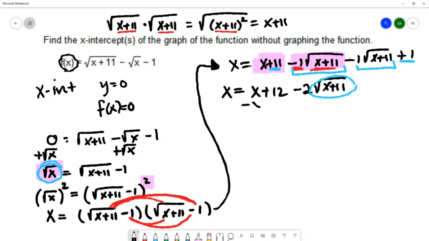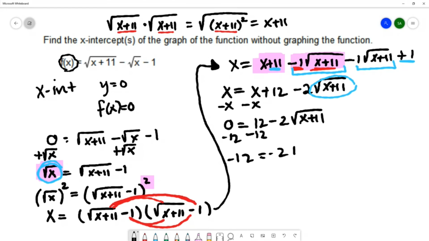So I'm going to subtract x on both sides. That's 0 equals 12 minus 2 square root of x plus 11. I'm going to subtract 12. So negative 12 equals negative 2 square root of x plus 11. And then I'm going to divide both sides by negative 2. Negative 12 divided by negative 2 is positive 6. And now I've isolated this radical.